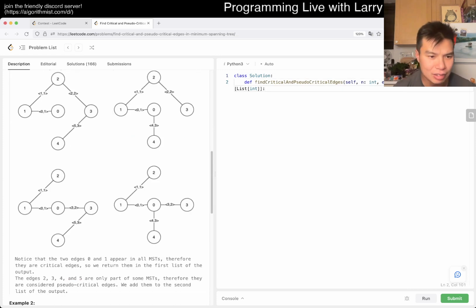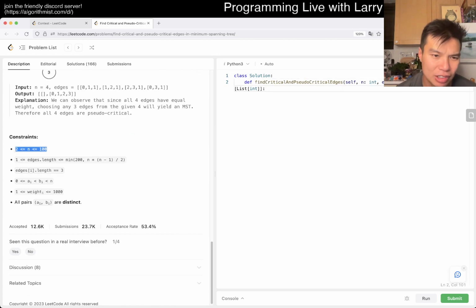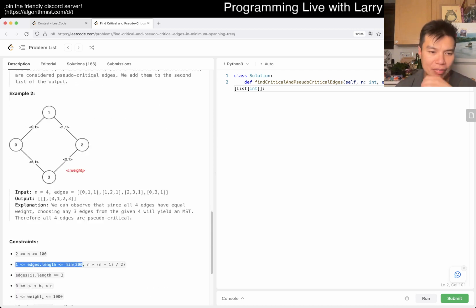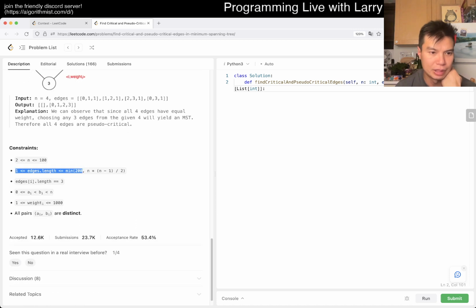Actually, let me take a look at n. Always look at the constraints. Okay, n is actually only 100, and only 200 edges. That frees me up a little bit more, because to be honest, I was constraining myself to linear solutions, or V solutions, or something like this. But now we can definitely be a little bit more loose, because n is only 100. We can even have n cube solutions if we can.